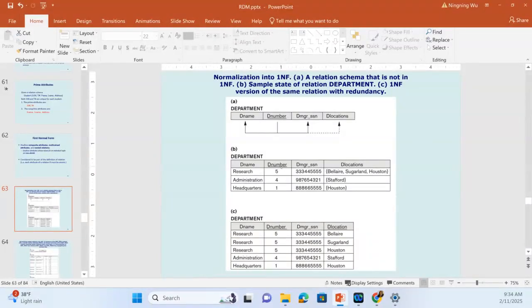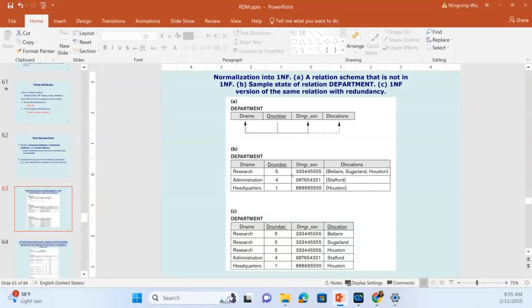So the primary key contains only a single attribute. But in figure C, department actually has a composite primary key, D number and D location, okay? Because we add D location to the primary key, we can change the D location from a multi-valued attribute into an atomic attribute, okay?